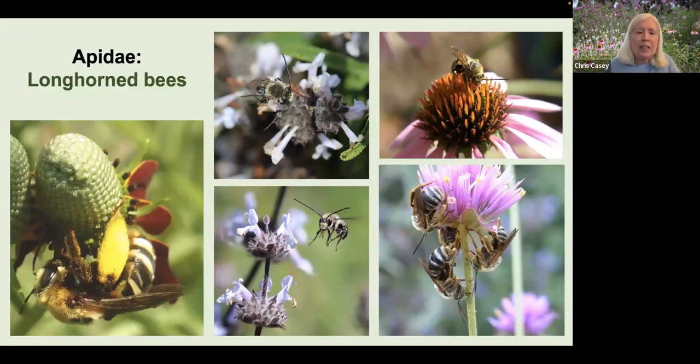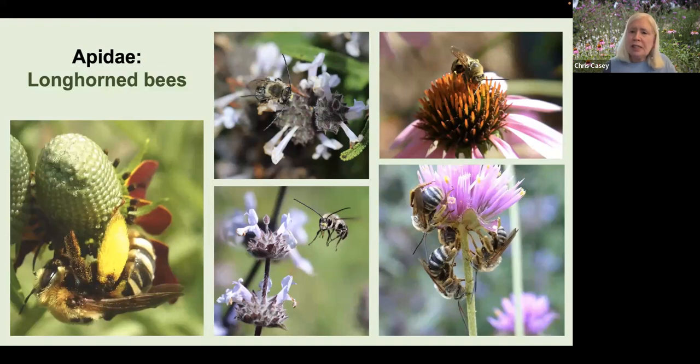Still in the family Apidae are the longhorn bees. And as the name indicates, they have very distinctive long antennae. In some cases, the antennae are even longer than the body of the bee itself. So they're very distinctive and pretty easy to spot in the garden. They look somewhat superficially like honeybees, but the long antennae really give them away. And these are solitary bees, so you will see those clusters of males on plant stems at dusk and dawn, as you see in the photograph on the lower right.